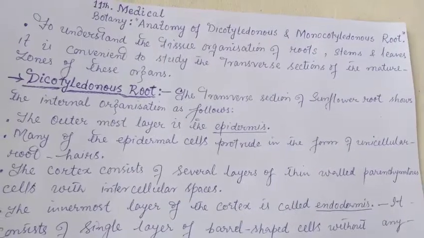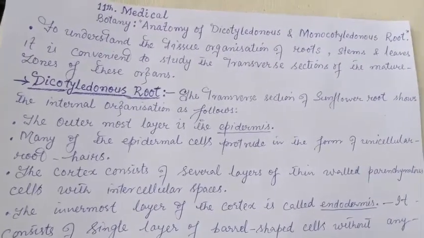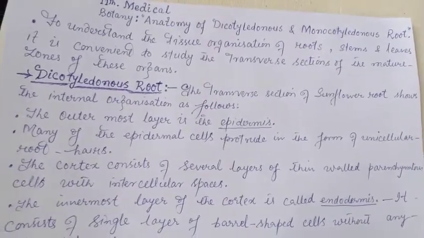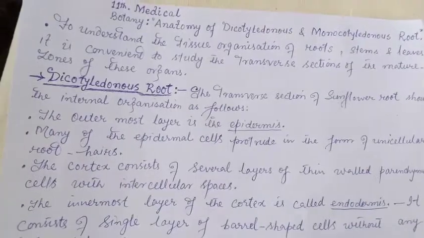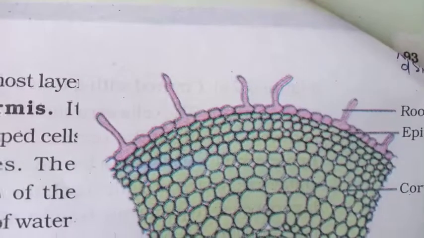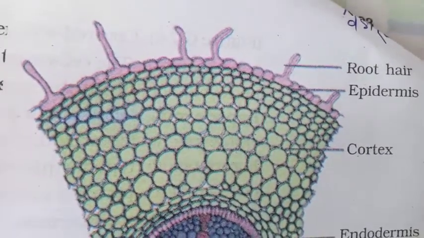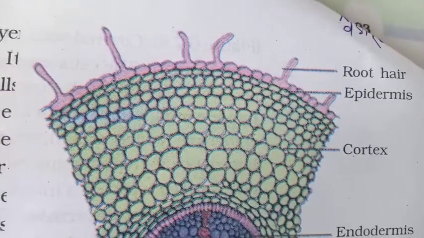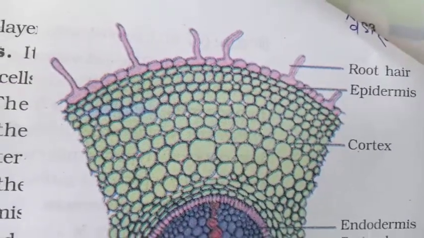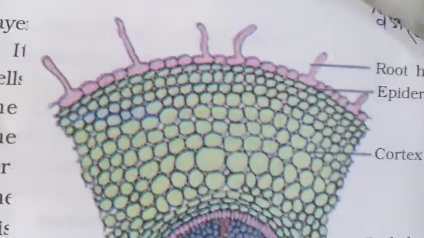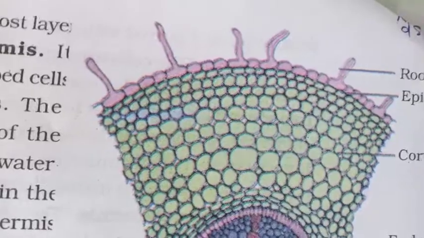You must know the function of the root hairs. The epidermis is followed by the cortex, which consists of several layers of thin-walled parenchymatous cells with intercellular spaces. You can visualize here firstly the epidermis, with some epidermal cells protruded into root hairs, and then many layers of cortex.